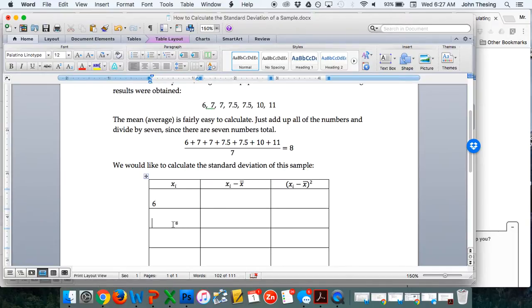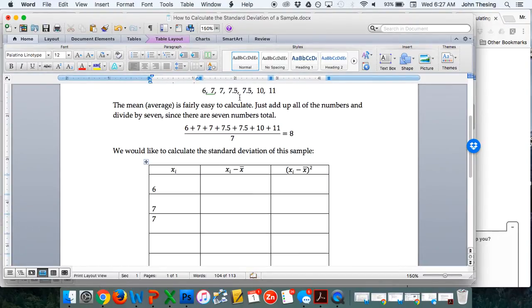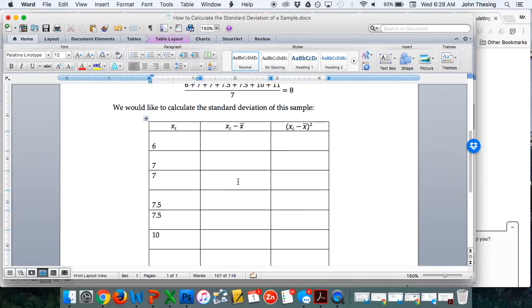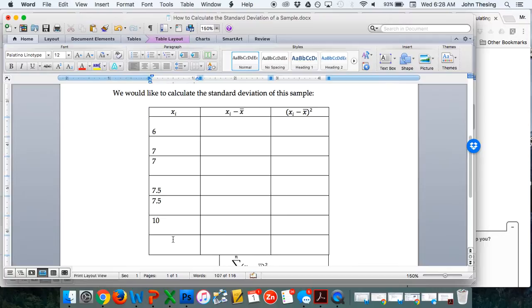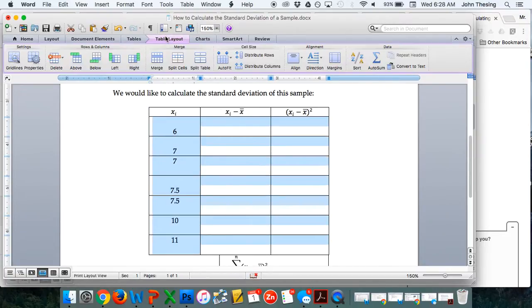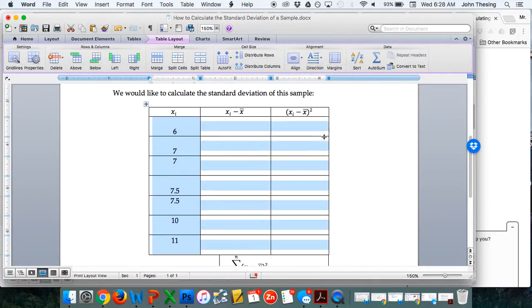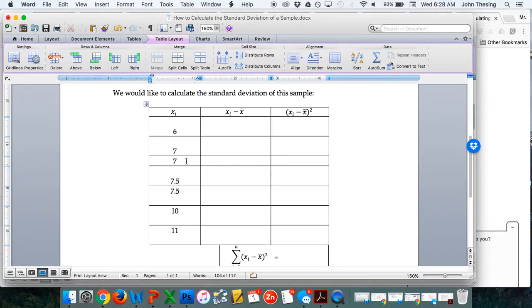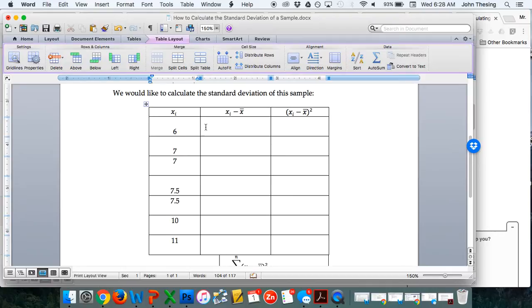The second data point that you're interested in is 7, then 7, then 7.5, 7.5, 10, 10, and then I think the last one was 11. Yeah, and this is 11. All right, bear with me here for a sec. I'm going to center all these things. Anyway, this isn't working out so well, but whatever.